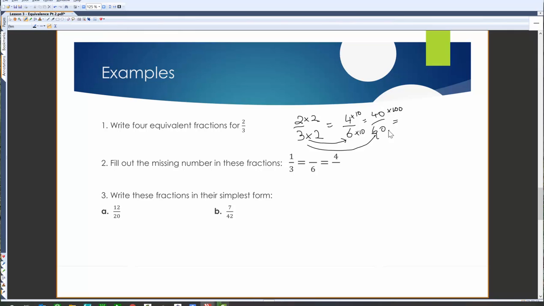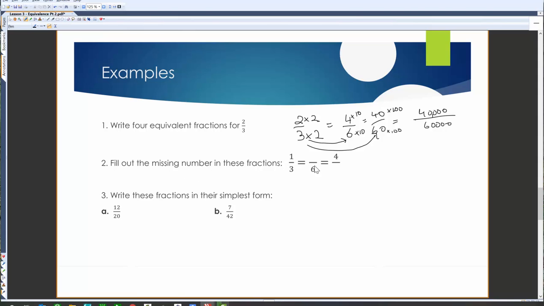I'm going to multiply by 100, multiply by 100. That's 40,000 over 60,000. So if I divided the cake into 60,000 parts and gave you 40,000 parts, that would be the exact same thing as giving you 2/3 of the same cake. Right, fill out the missing number in these fractions.